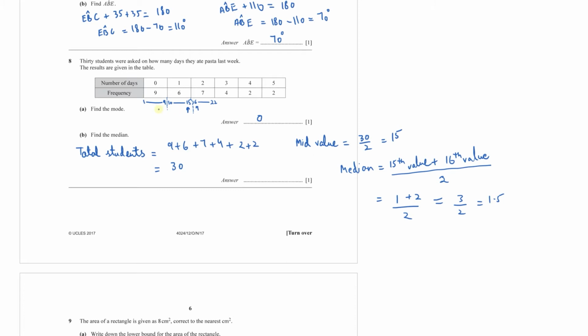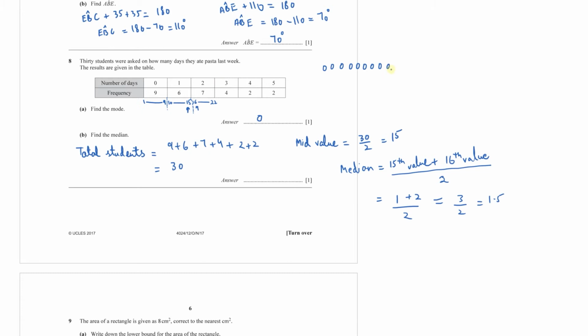If it's not clear from this, you can actually expand this and write all the values, and then you can basically see which is the 15th and 16th value. I can quickly do that here as well. So how many zeros do I have? I have 9 zeros. So 1, 2, 3, 4, 5, 6, 7, 8, 9.